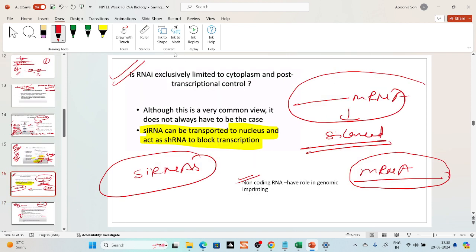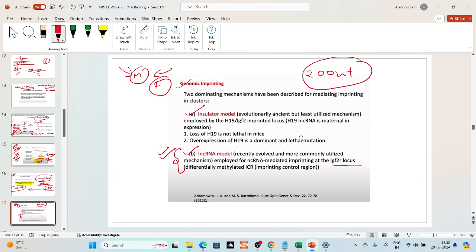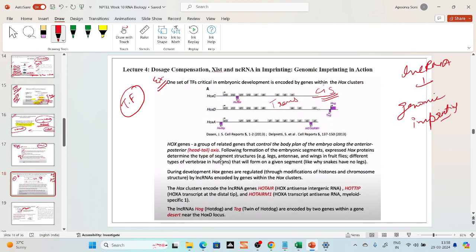Then we studied that RNA interference does not always happen in the cytoplasm. It can happen in the nucleus also, where the siRNA will act as shRNA and it blocks the transcription process. Then we studied that there are two models for genomic imprinting, the insulator model and the lncRNA model, and mostly we are focusing on the lncRNA model.